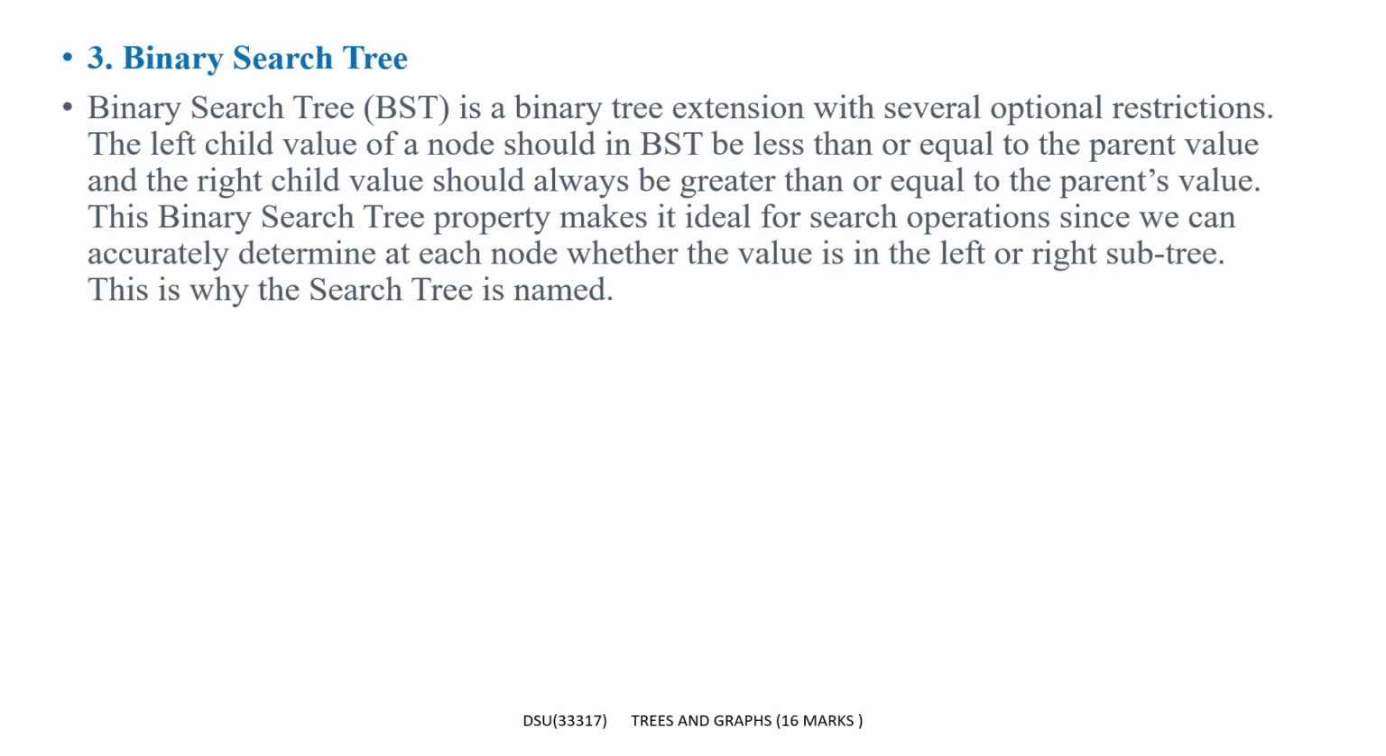Now, binary search tree. A binary search tree is a binary tree extension with several optional restrictions. The left child value of a node should be less than or equal to the parent value, and the right child value should always be greater than or equal to the parent's value. This property makes it ideal for search operations, since we can accurately determine at each node whether the value is in the left or right subtree. This is why the search tree is named so.